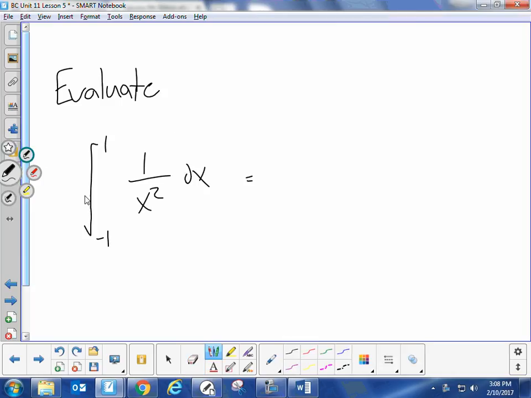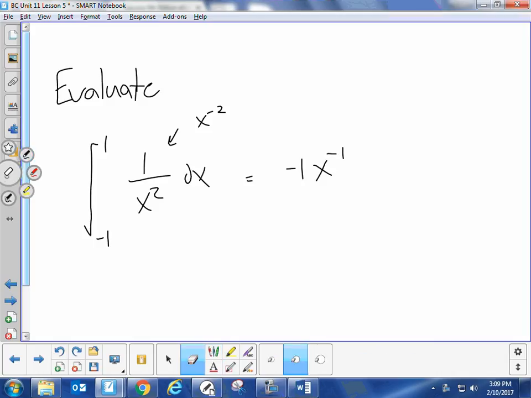So we're going to start by evaluating this like we normally would. I'd rewrite this as x to the negative second. I would take the antiderivative. And remember, the power rule for antiderivatives, you add 1, multiply by the reciprocal. Reciprocal is just -1. So it ends up being -1 over x.